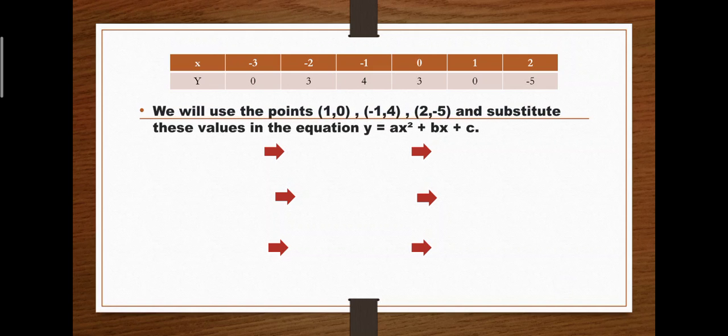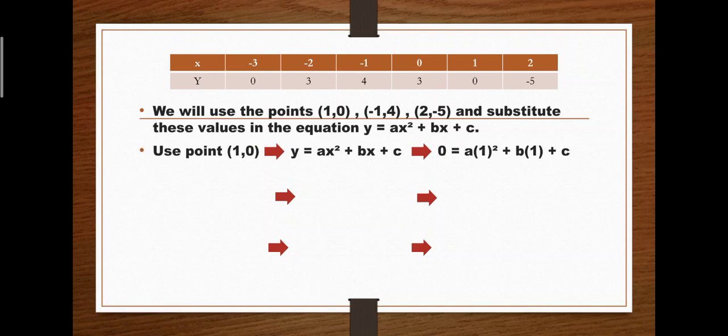So, ang pinili ko is, I am going to use 1 and 0. Ito, 1 and 0, then negative 1 and 4. Diba? Pareho sila ng x, puro sila 1, pero nag-differ lang sila sa sign. Kasi negative 1 ito, then ito positive 1. So, negative 1 and 4, then ang ikatatlo kong point is 2 and negative 5. Then, gagamitin ko 1 and 0, negative 1 and 4, 2 and negative 5. And substitute these values in the equation, y is equal to ax squared plus bx plus c.